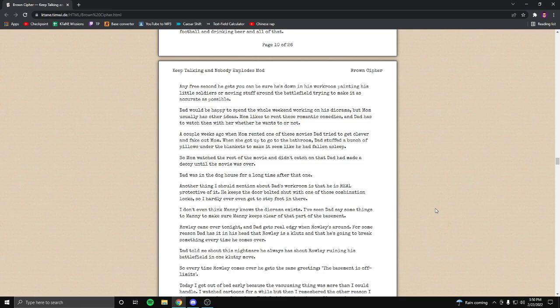Another thing I should mention about Dad's workroom is that he is real protective of it. He keeps the door bolted shut with one of those combination locks, so hardly anyone ever gets to step foot in there. I don't even think Mandy knows the diorama exists. I've heard my dad say some things to Mandy to make sure Mandy keeps clear of that part of the basement. Riley came over tonight, and Dad gets real edgy when Riley's around. For some reason, Dad has it in his head that Riley's a klutz, and that he's going to break something every time he comes over.